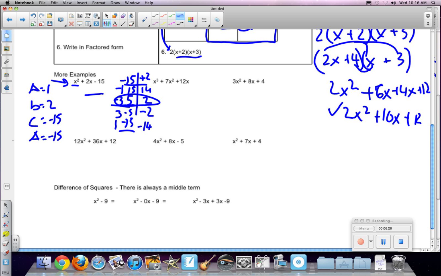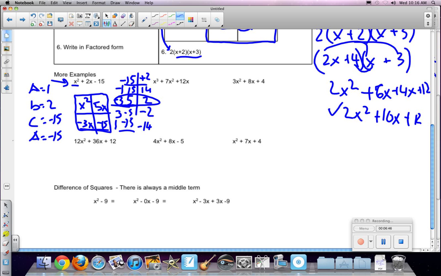We can do our box. I'm going to put x squared up here, and I'm going to put negative 15 down here. And then I'm going to use negative 3x and 5x. And now I can look in all directions.